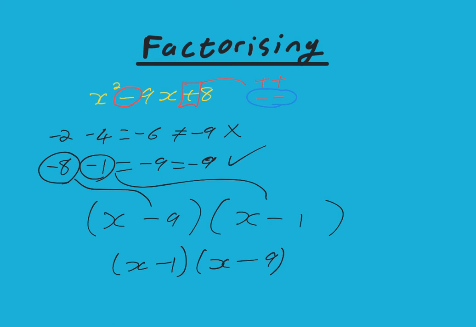Because if you think about it, if we let x equal, for example, 0, then this bracket looks like 0 minus 9 times 0 minus 1, which is negative 9 times negative 1, which is 9. And this bracket is 0 minus 1 times 0 minus 9, which is negative 1 times negative 9, which is also 9. So it doesn't matter which order you put the brackets, just make sure that you understand how we get those brackets.